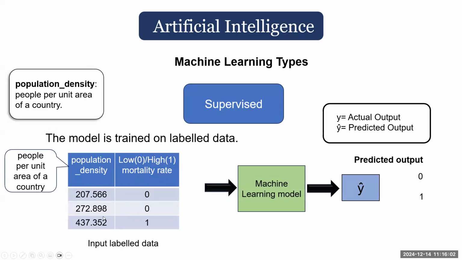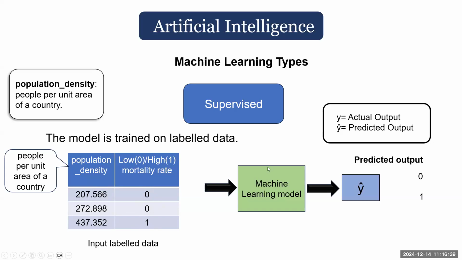A simple example would be if you have a threshold value, say 350. Values below 350 are considered as 0, or low, and above 350 are considered as 1. Here you can see in this population density, for 207.566, the label is 0. So you have the data, which in this case is basically numbers, and you have the label associated with it. Population density is basically people per unit area of a country.